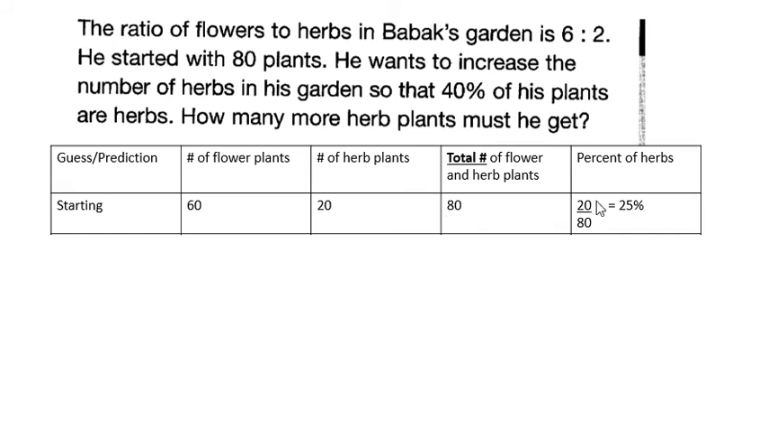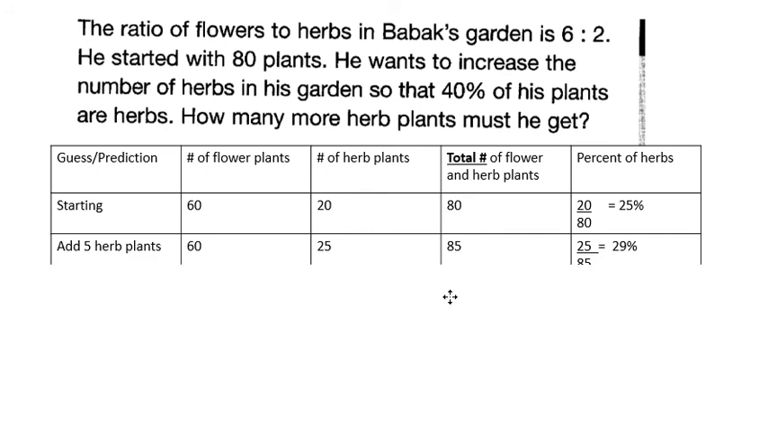So now we're finding the percentage of herb plants. So we have 20 herb plants from here, and that's our numerator. We have a total number of flower and herb plants of 80. So that's our 80 as a denominator. And if we change this to a percentage, we get our 25%. However, we want 40% to be herbs, so we're too low. Therefore, we have to start adding more herb plants. We have to make sure we don't add more flower plants because we have enough of those.